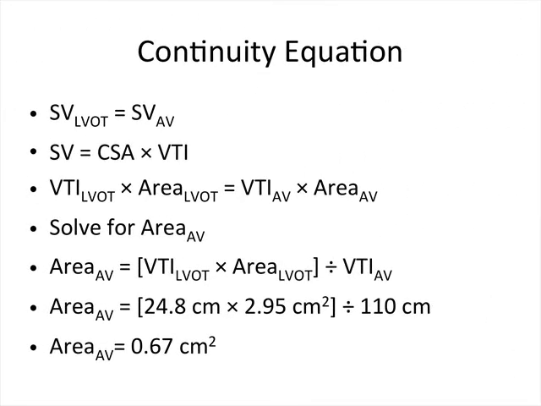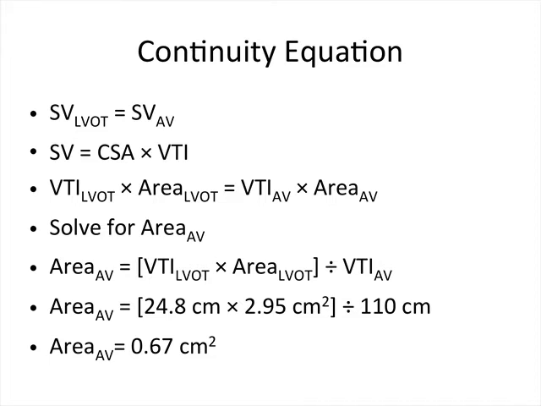So, to review, the continuity equation states that the stroke volume from the left ventricular outflow tract entering the stenotic aortic valve is equal to the stroke volume exiting the aortic valve into the aorta. Stroke volume, again, is the cross-sectional area of the cylinder or the left ventricular outflow tract multiplied by the velocity with respect to time, which is the stroke distance. Then the equations are set equal to one another and solved for the area of the aortic valve.